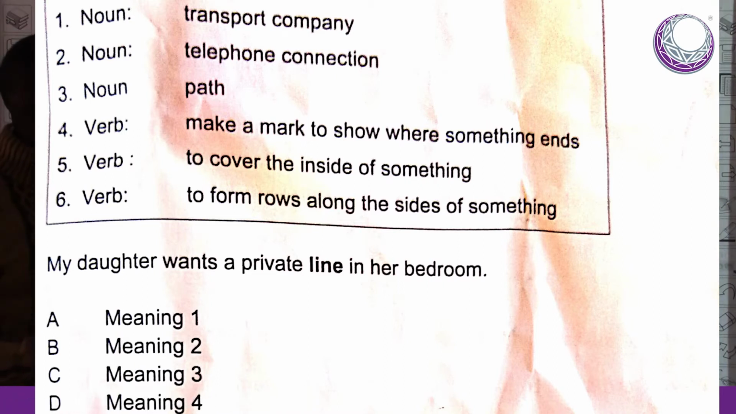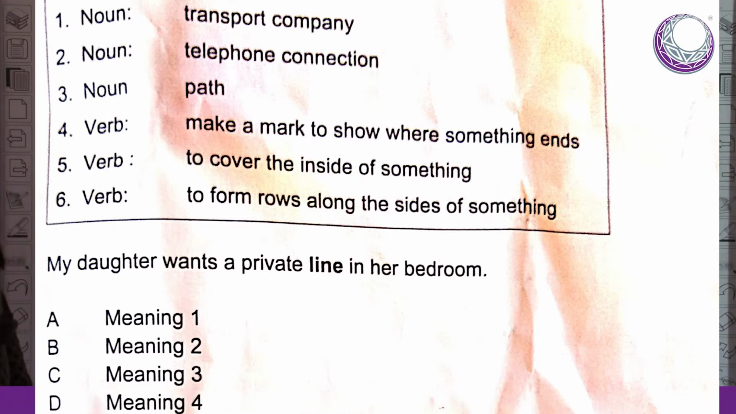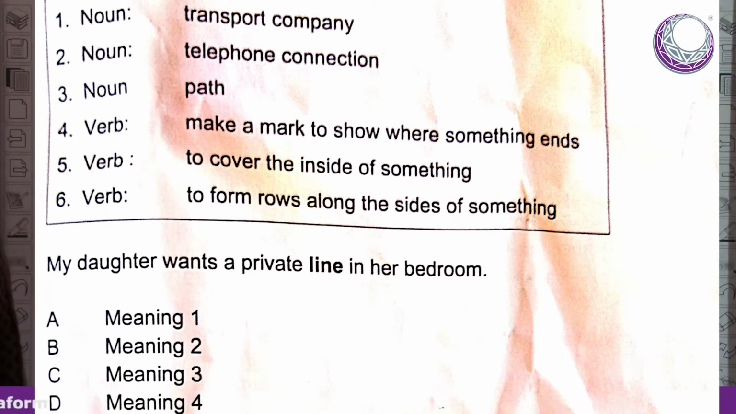So if you look at number 1, is it realistic to have a transport company in a bedroom? What would she be doing? A vehicle cannot move in a bedroom, so this one does not qualify. The second one says a telephone connection. So this one applies because in a home there are people who actually have telephone lines in their homes in different rooms. So the correct answer is meaning 2.